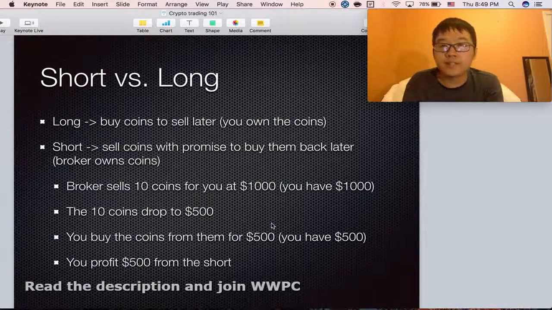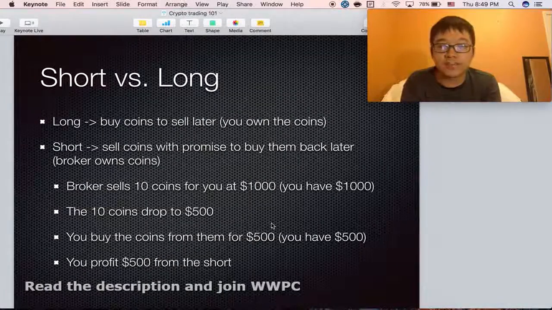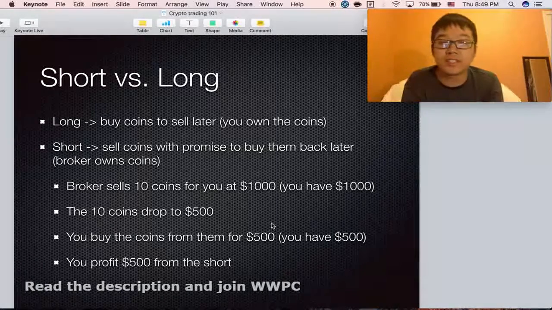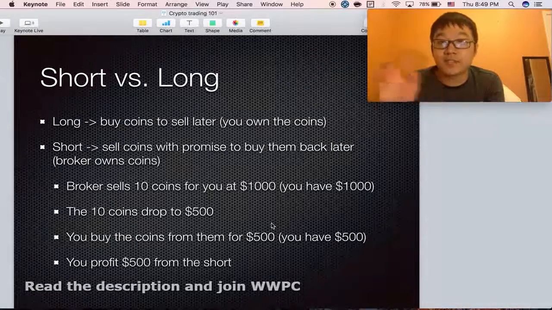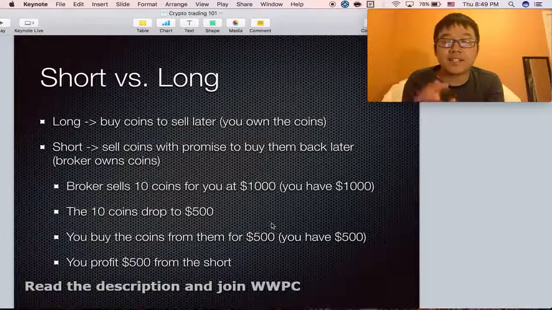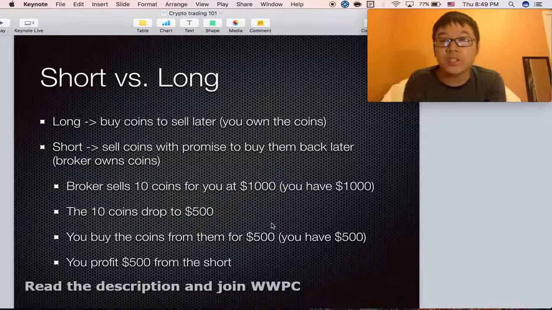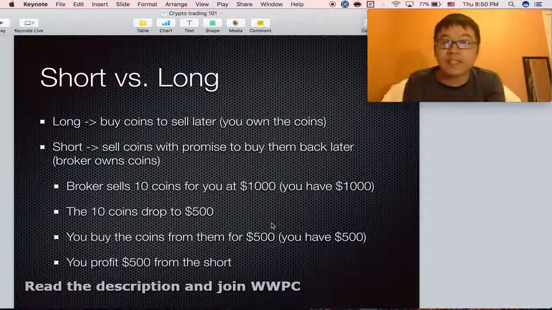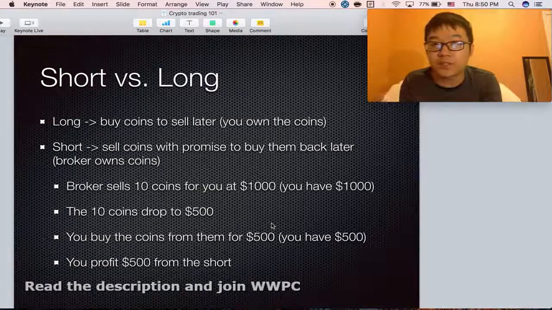So some of you might have also heard of short versus long. Long is the traditional thing that most people do. You buy coins and you sell later. You own the coins, so you can sell it whenever you want at whatever price you want. Shorting, on the other hand, is the other side of this concept. And it was a little bit unintuitive at first, but basically, the broker sells coins for you first, but you have to promise to buy them back later. And so the broker owns the coin until you close your position and buy the coins back from them.